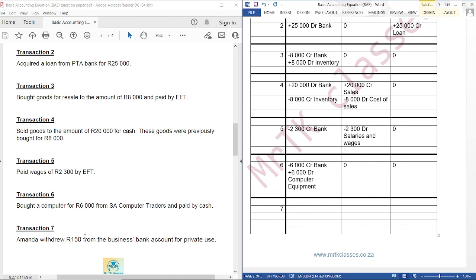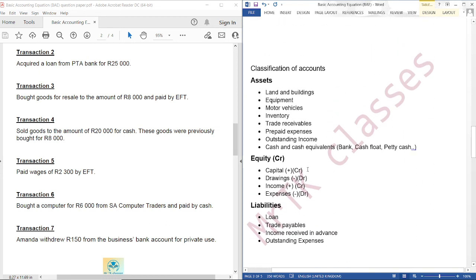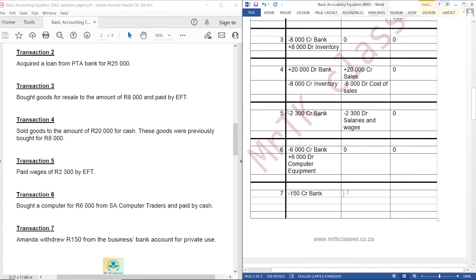Then let's move on to transaction number 7. Amanda withdrew 150 from the business bank account for private use. Do you see an outflow of cash there? So we are going to credit bank, right? Because remember, it increases on the debit side. So once we have credited bank, the other account that we are going to have here is the drawings account. And we say drawings decrease owner's equity, right? Because this is the owner who is taking equity out of the business. So they are opposite of equity, so we are going to debit, right? So we are going to have a minus 150 equity which is being taken out of the business.